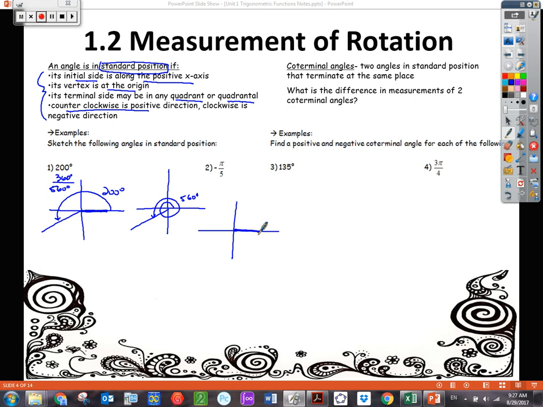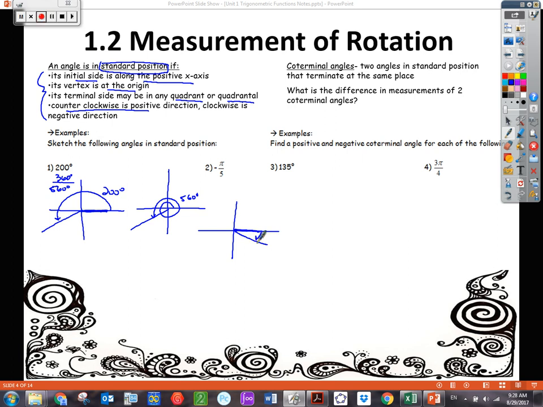If this was positive pi over 5, I'd be in the first quadrant, right? Because this is pi over 2. We know 1/5 is smaller than 1/2, right? It would be in here. But it's negative pi over 5. Means I have to rotate a completely different direction. I've got to go backwards. So that's going to put it in here, right? That's where our negative pi over 5 is going to be.